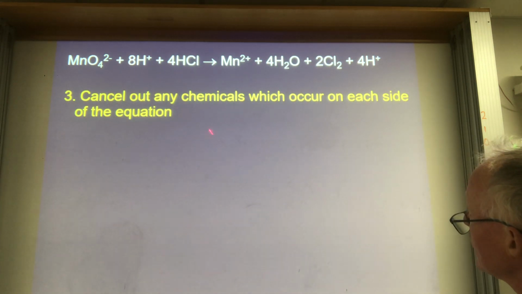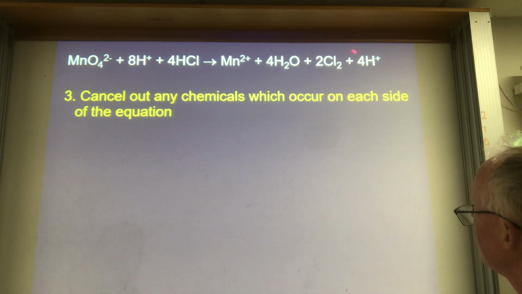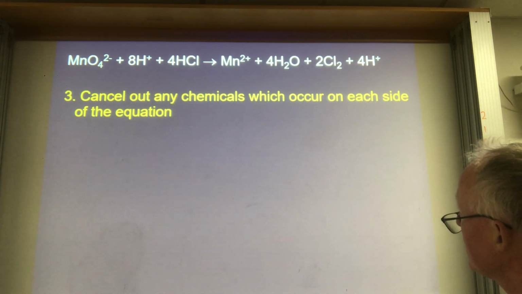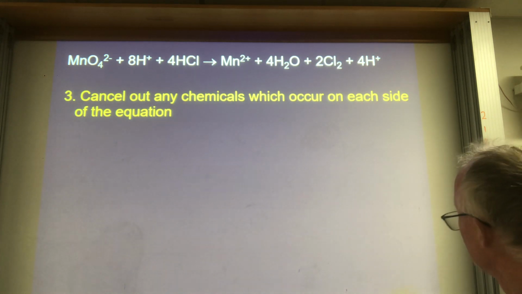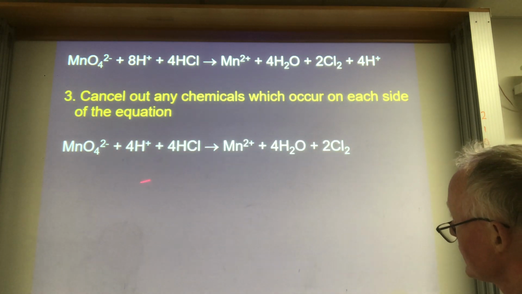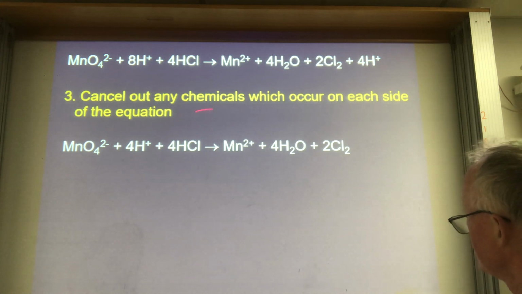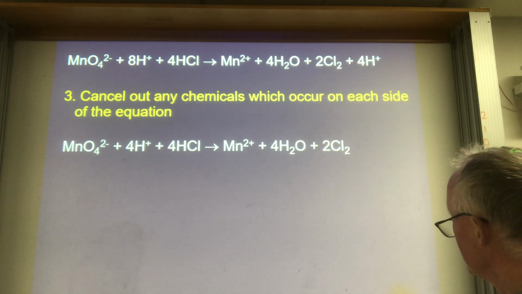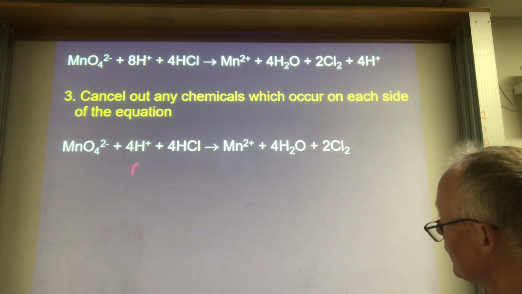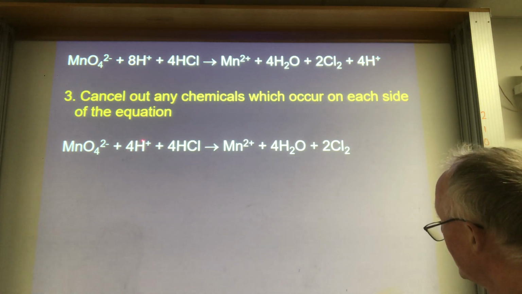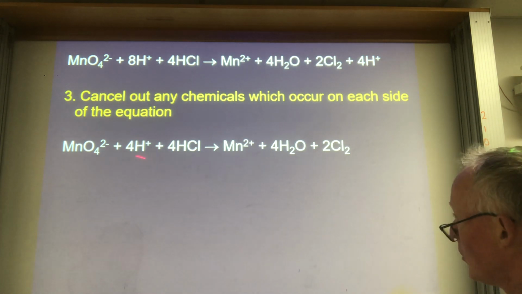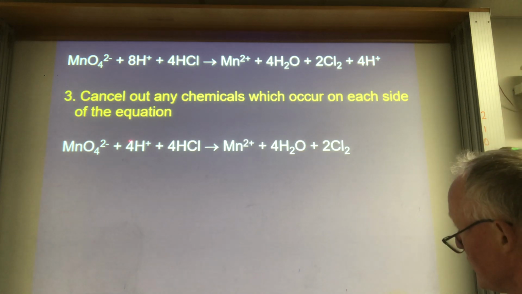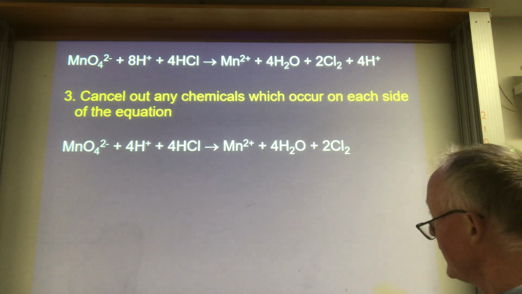Now we see we've got H pluses on both sides. They can simplify down. We can cancel out 4 of the H pluses. And that will leave us with just 4 H plus on the left-hand side and none on the right-hand side. Now they have to be identical chemical forms. So H plus can only cancel out other H pluses, not H2 or anything like that. Commonly it's H pluses and H2Os which cancel out in these equations.